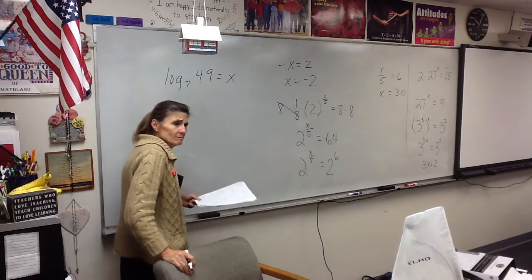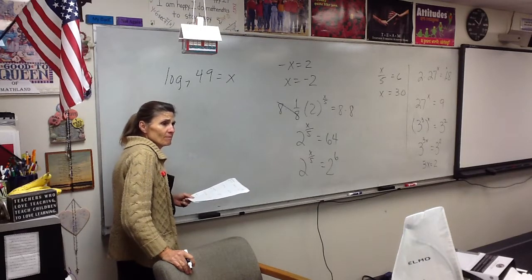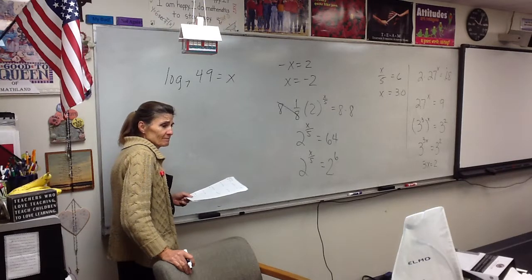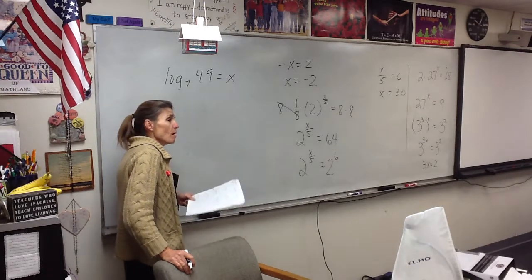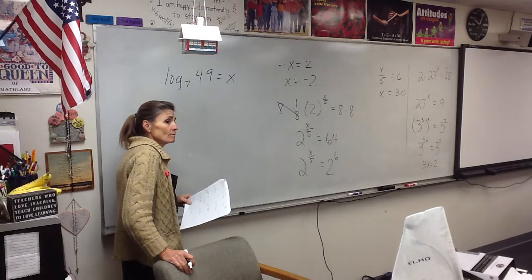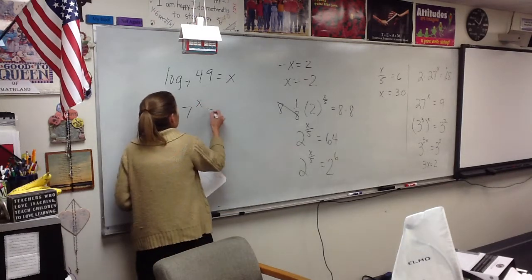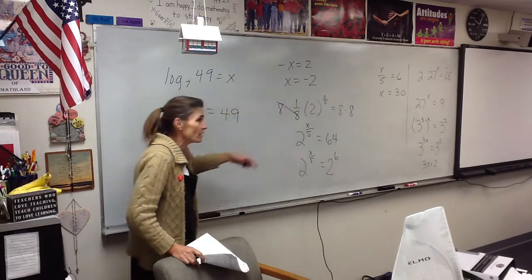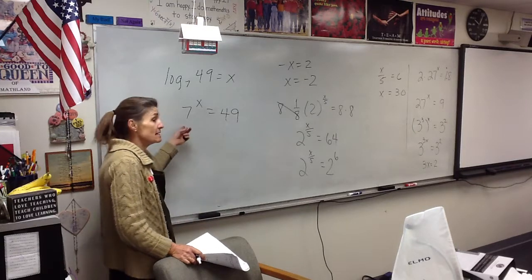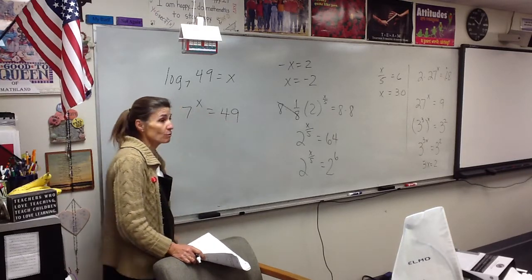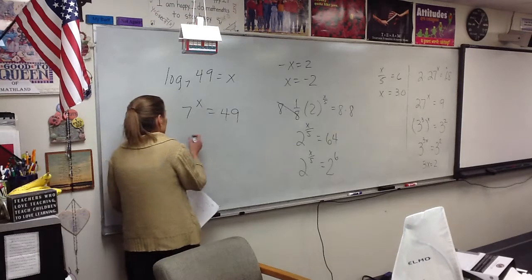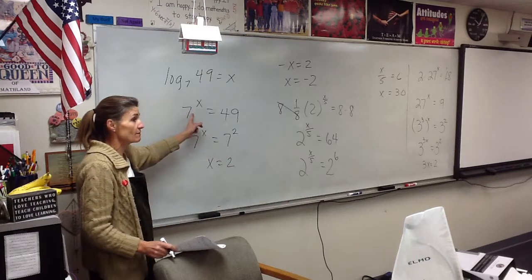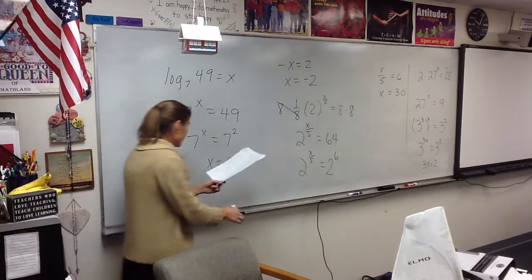What are we eating? Is it log 7 to the 7? How do we do this problem? 7 to the x equals 49. Does that look similar to the ones we've been doing? Well, yeah, it does. This is an easy one. 7 to what power is 49? 7 to the x equals 7 squared, so x equals 2. So that's easy. Let's look at the next one.